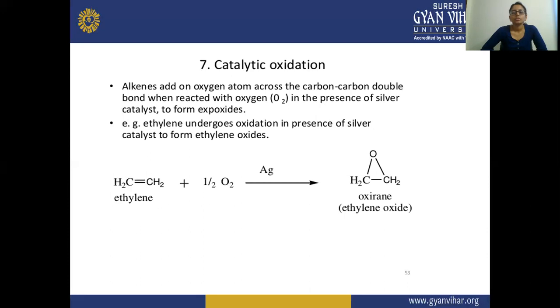So here epoxides are formed, which are also known as oxiranes, and here the alkene is reacting with the oxygen atom. Here catalytic oxidation is happening when this double bond is reacting with this oxygen in the presence of silver, then there is a formation of ethylene oxide. So here ethylene oxide is formed by the catalytic oxidation of alkene in the presence of silver catalyst.